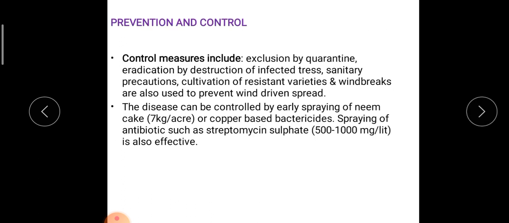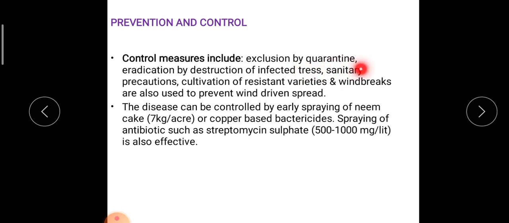And now the last point of the disease is prevention and control. How are we going to prevent and control the disease? Control measures include exclusion by quarantine. If one plant is infected with the organism, another plant should not be placed close to it, so that the disease does not spread from one plant to another. That is exclusion by quarantine.